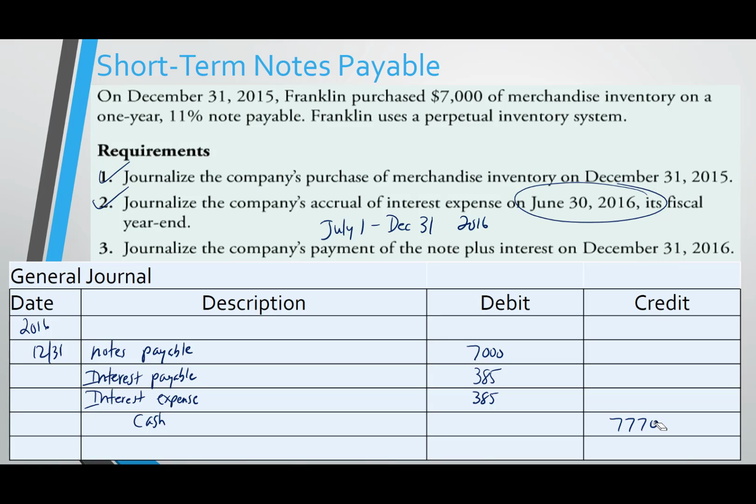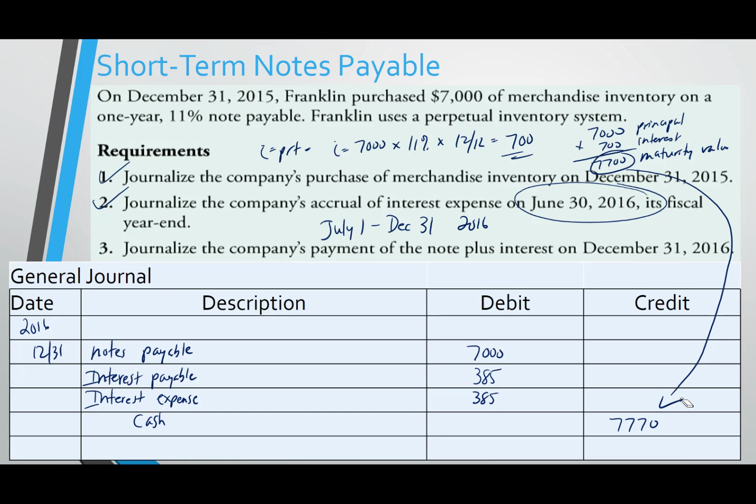Now you could also prove this. You could take a very simple transaction here, I equals PRT, and we could find the amount of cash that we would have to pay. I equals 7,000 times the rate of 11%, times 1 because it's for 1 year, or 12 out of 12 if you want to do it that way, and you get $700. So then we would take the $7,000 plus the 700, so we can see that the maturity value would be the principal plus the interest. That is my maturity value, and that is the amount that we paid down there.